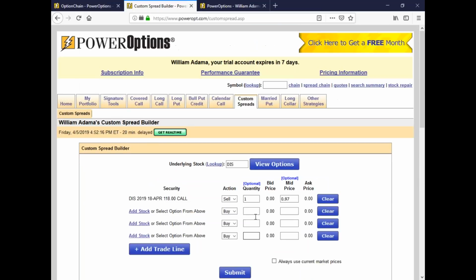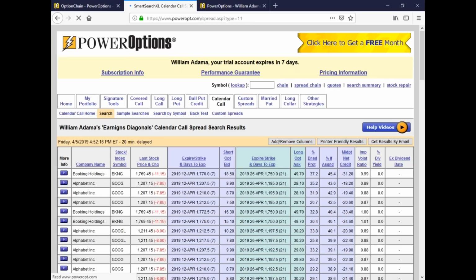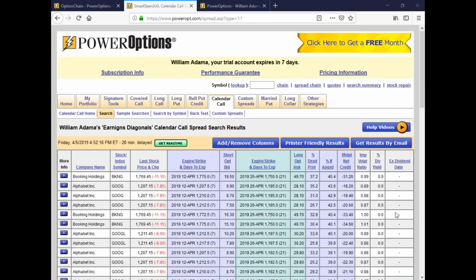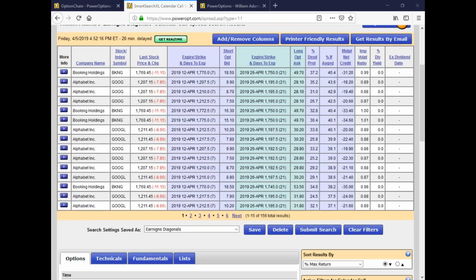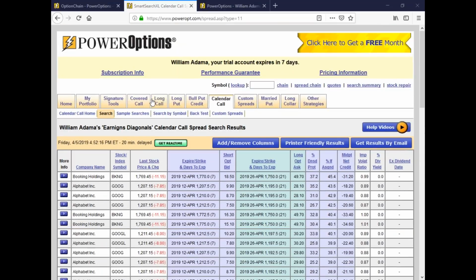Quick example. Let's try to find a quick example, okay? Let's just go back to calendar call. I'm going to try to do a really quick search, okay? Before I do that, let me answer Larry's follow-up question, which is something that I usually follow up with. All right, I'm just going to go to covered call, and I'm going to go to search.